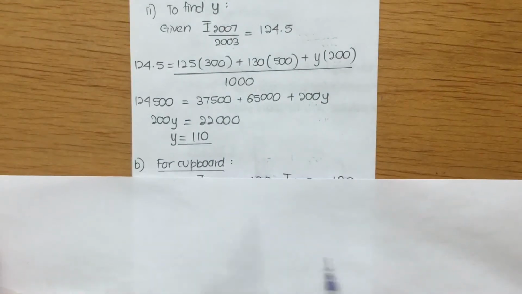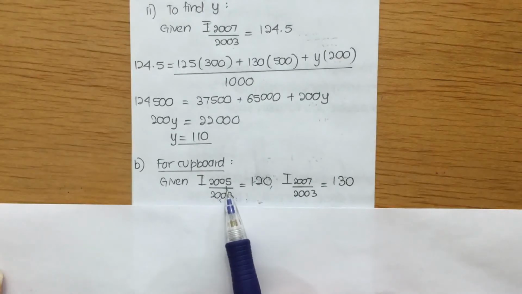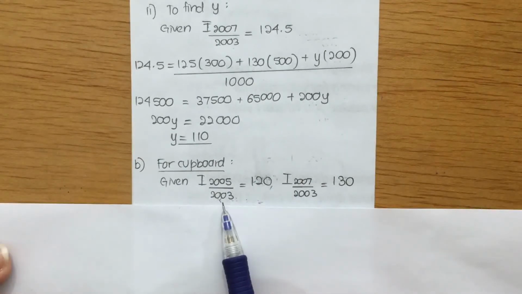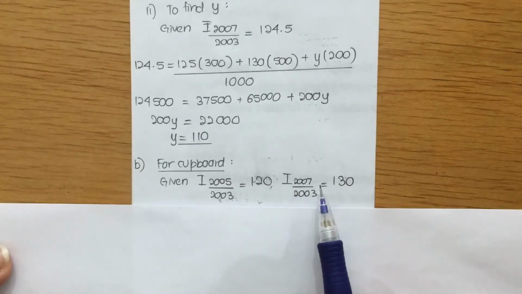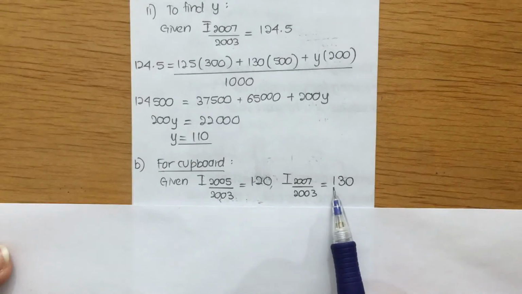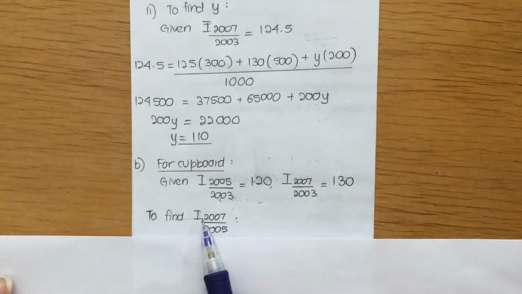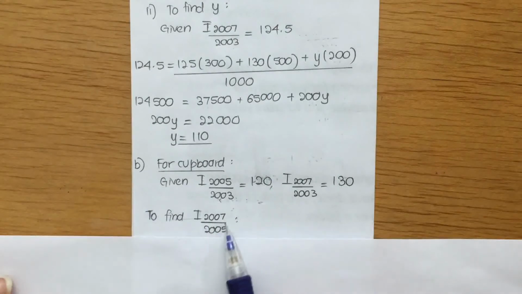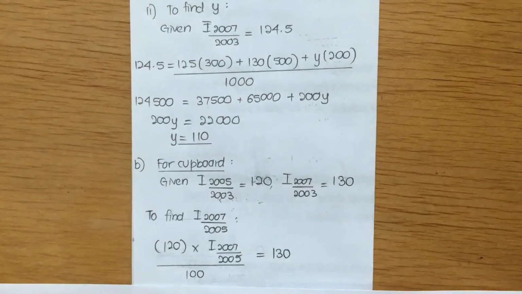So for question part B, for cupboard, given that the price index for the year 2005 based on 2003 is equal to 120, and the price index of the year 2007 based on the year 2003 is equal to 130. To find the price index of 2007 based on 2005, this is the formula we're going to use.